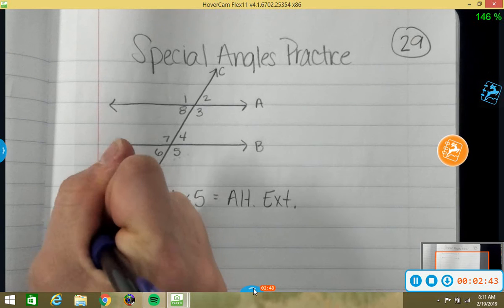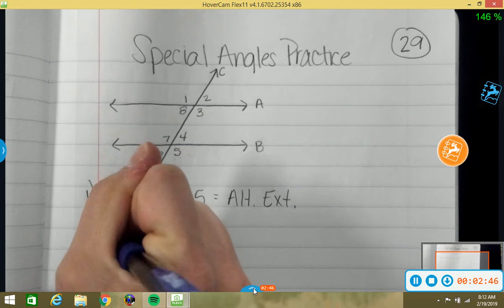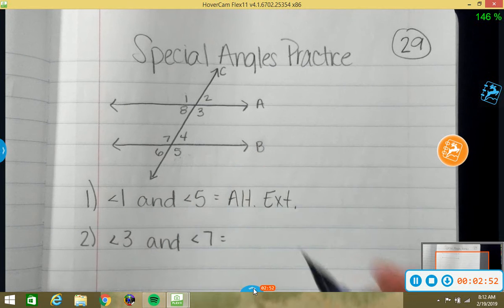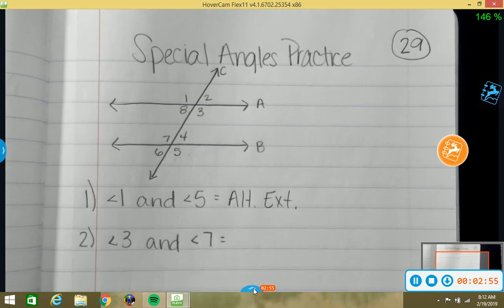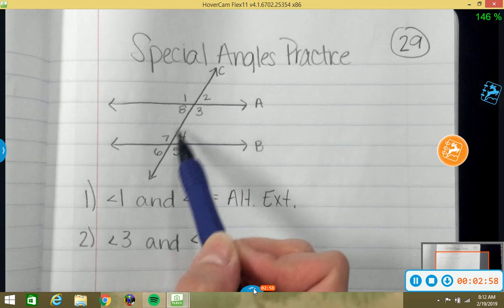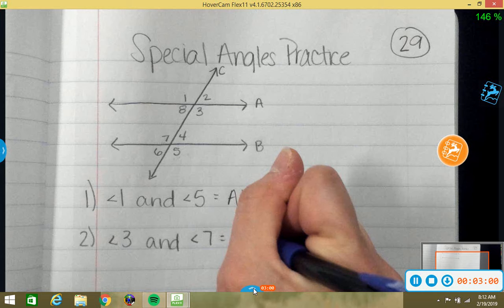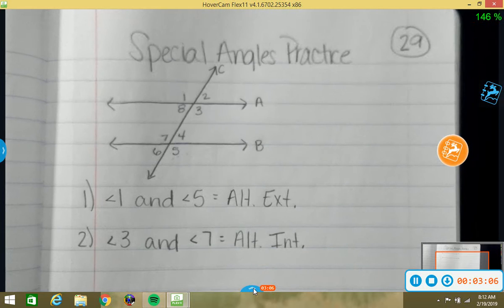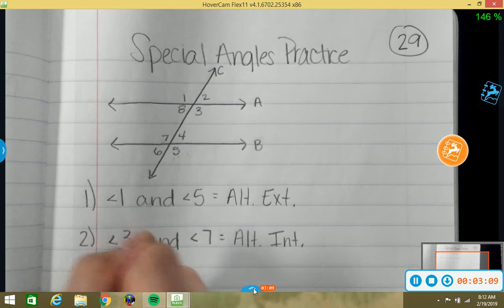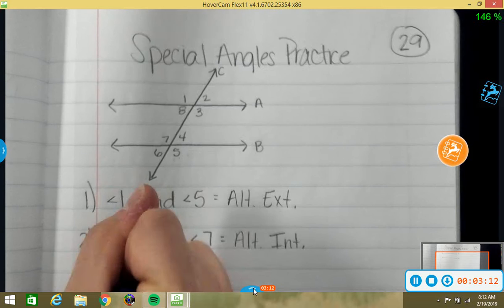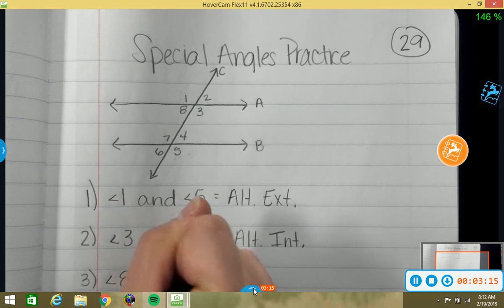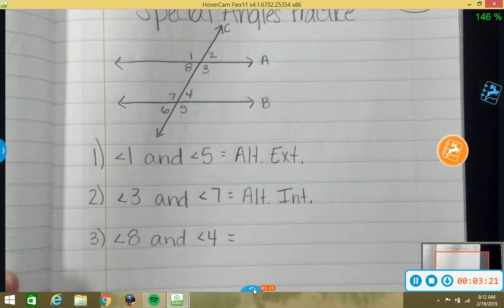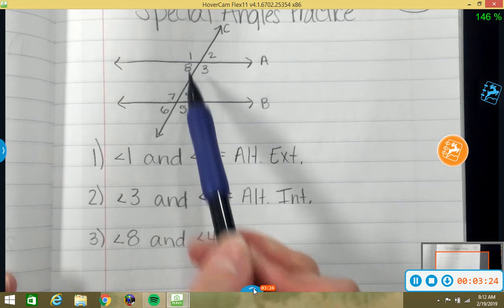Okay, what about this one? Angle 3 and angle 7. Angle 3 and angle 7. They're on the inside and they're on opposite sides, so that's alternate interior. Alright, what about angle 8 and angle 4? They're on opposite sides and they're on the inside.